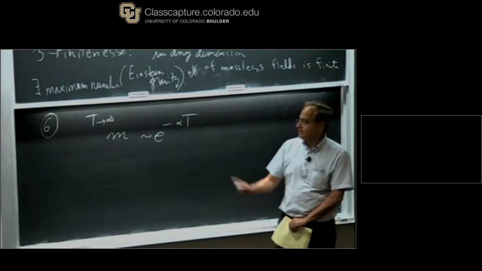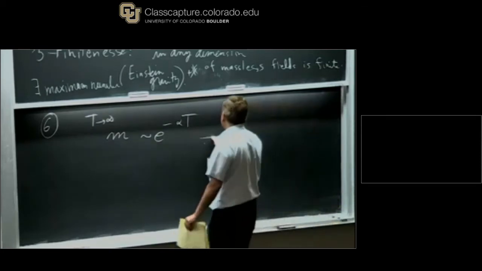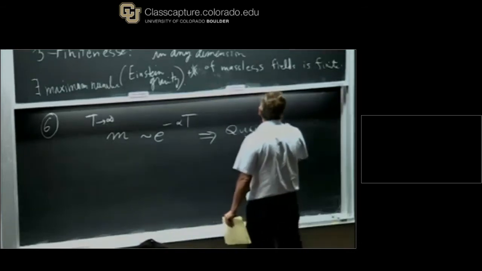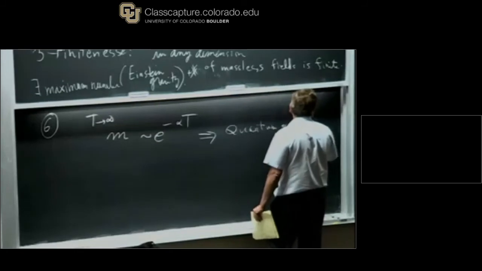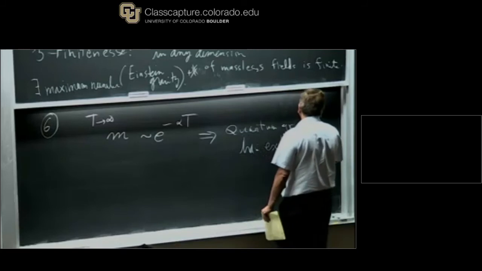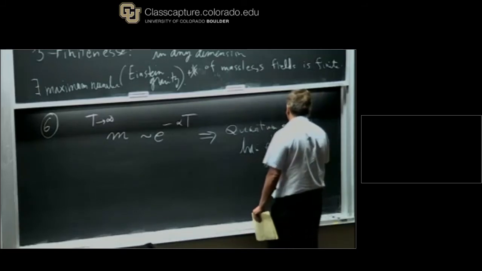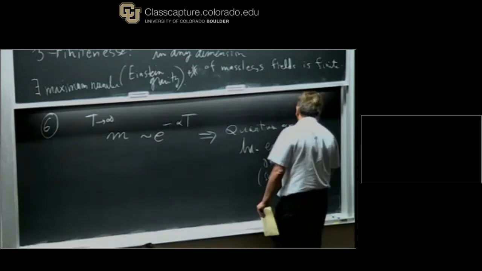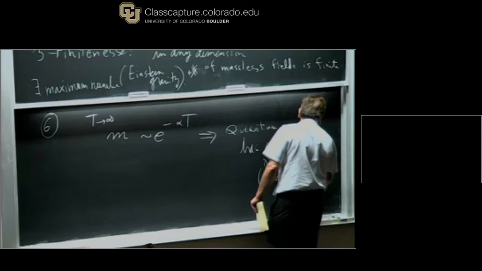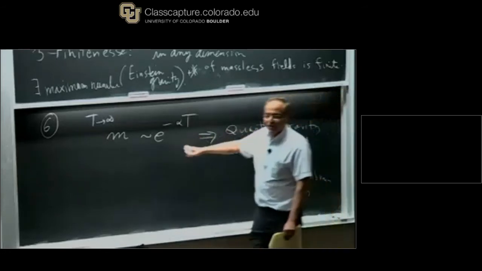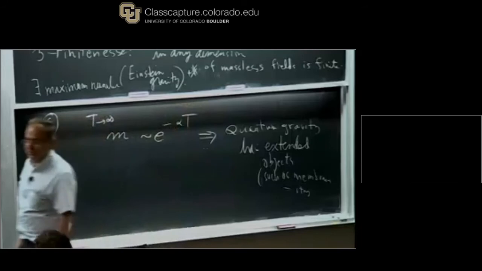I claim that this conjecture implies the quantum gravity has extended objects, such as membranes or strings. It cannot be a theory of particles, I claim. This criterion implies it cannot be a theory of particles. I'm going to show you now.